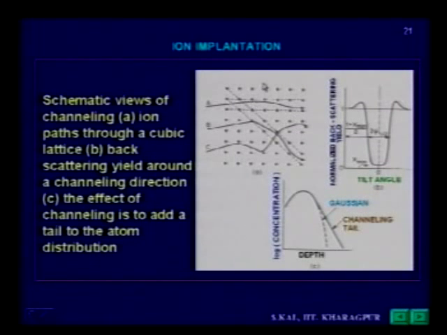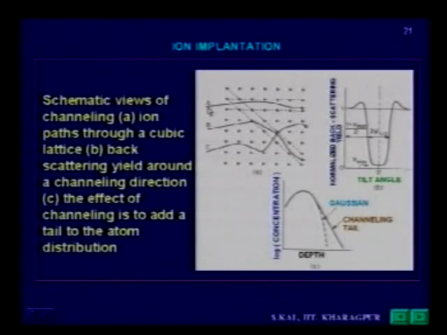So now here you can see diagram A. These are the lattice points. This is a silicon crystal, a diamond structure, arranged in the lattice. And these are the silicon host points. Now this line is a crystal plane. Here you can see three ion beams shown, A, B, and C.